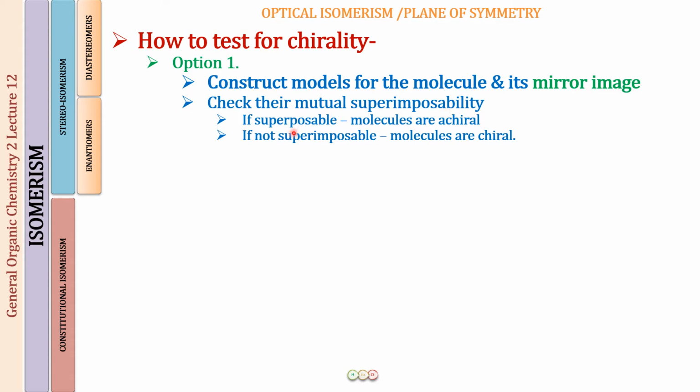If they are superimposable, the molecules are going to be achiral. If they are non-superimposable mirror images of each other, the molecules are called chiral molecules. They are going to be enantiomers of each other, optical isomers of each other. But the problem is that you are not able to carry the models to the examination center where you will be appearing for your various examinations. So that is not going to help us.